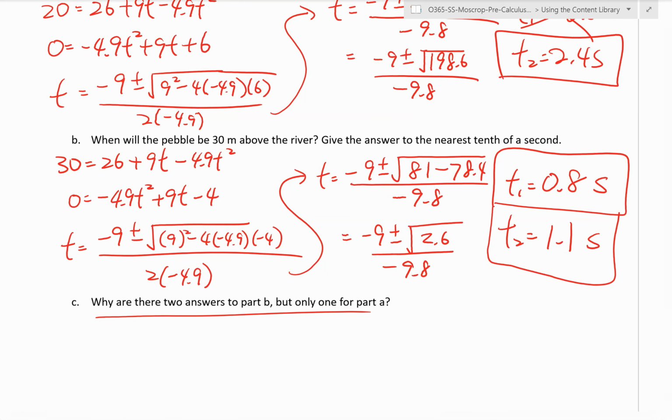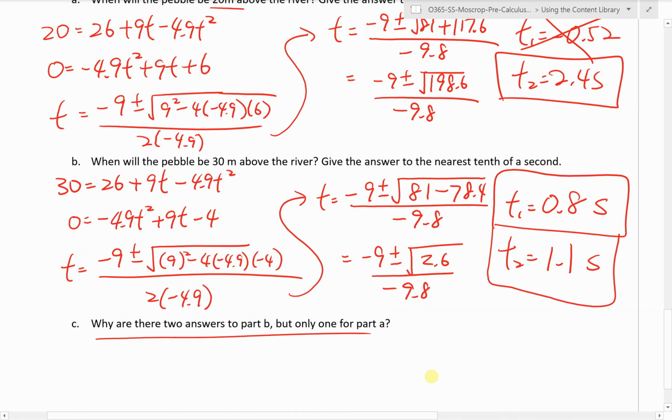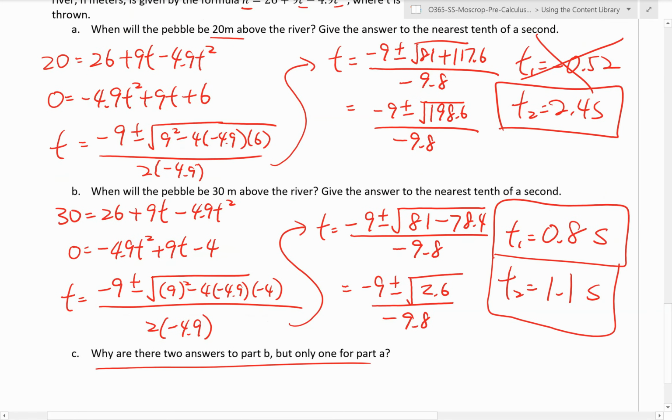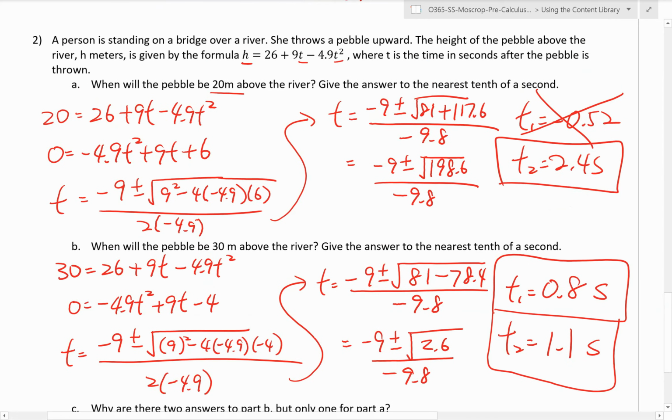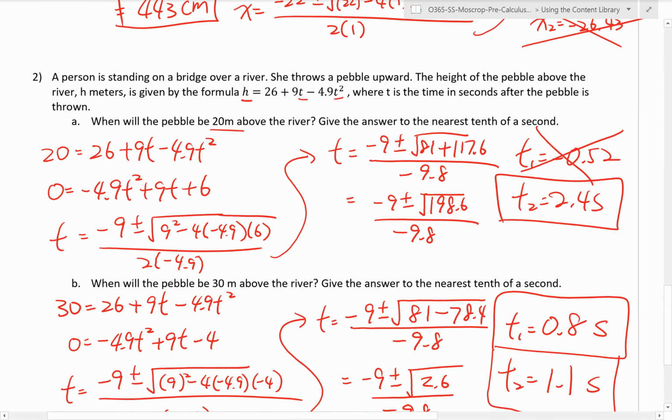Okay. I don't know if you thought about it. Well, hopefully you did. If you didn't, that's okay. I'll tell you why. So if you look at the equation, you can already get the answer from the equation, but let's read the question again. It says a person is standing on a bridge over a river. So one possibility, if you just think about the scenario, it says when will the pebble be 20 meters above the river? Well, it only happened once here because this person was already standing on a bridge, and this bridge is probably higher than 20 meters above the river, right?